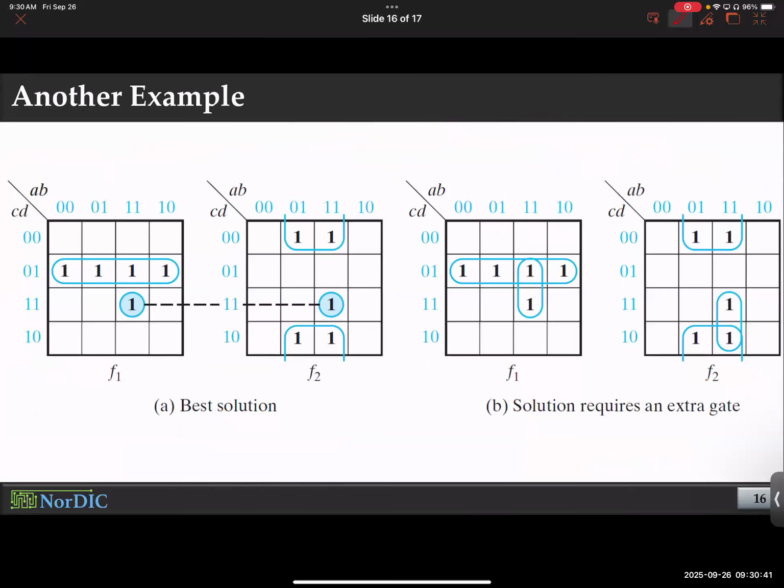This is just another example, a repeat of what we just discussed, and it will hopefully solidify the point. Let me show you. This is a K-map. This is another K-map for two functions, function 1 and function 2. So they are correlated. They are part of the same system.